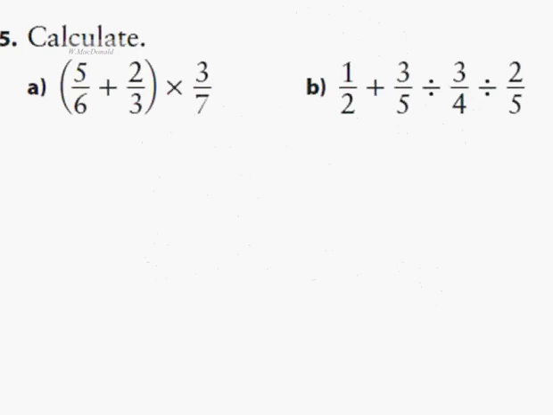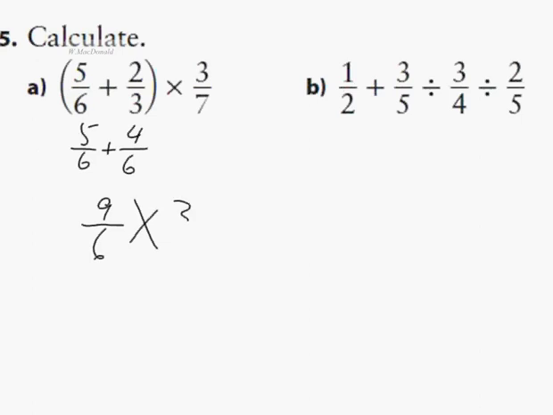Question 5, it says calculate. Brackets are there first, so it says do the addition first. I'm going to use a common denominator, because when adding you need common denominators. 5/6 stays that way, plus 4/6. The simplification of those brackets works out to be 9/6. I'm not going to change it to 1 3/6 or 1 1/2. I'm going to keep it as an improper fraction.